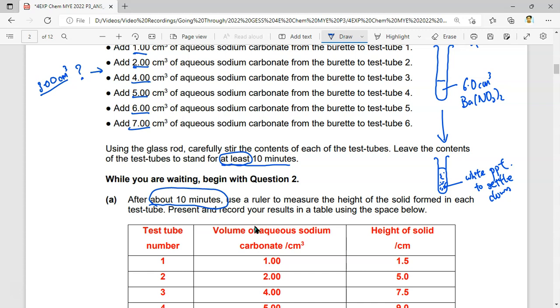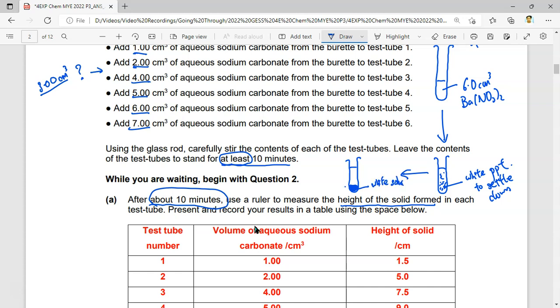The longer you wait, actually it may not affect too much. It really depends on how fast your things settle down. But generally, follow the instructions of the experiment. They say after about 10 minutes, use a ruler to measure the height of the solid formed. So, when the thing has settled down, in your test tube, this is the solution, you will have the solid compact at the bottom. This is your white PPT, your white solid.